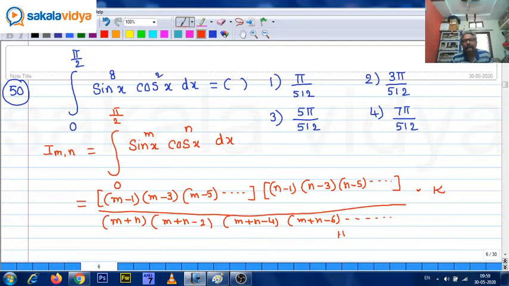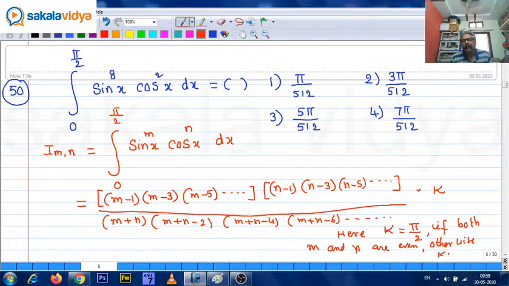Here k equals to pi by 2 if both m and n are even, otherwise k equals to 1. That's all. K equals to 1 otherwise. So now we need to solve using the formula.